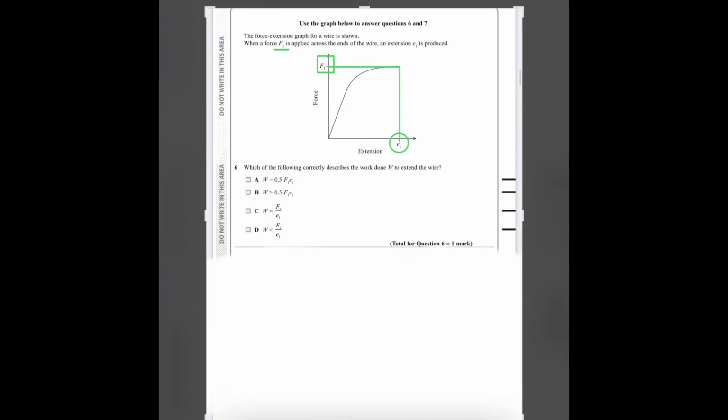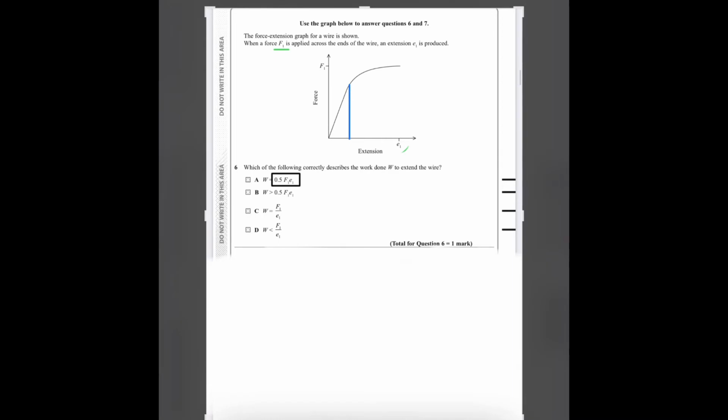So the area under the graph is this shaded area. So this shaded area is the area under the graph, right? But the 0.5 E1 F1 is basically this. So if this is the half E1 F1, it says that the work done is actually greater than 0.5 F1 E1, right? Usually what we do is we take the readings till the limit of proportionality.